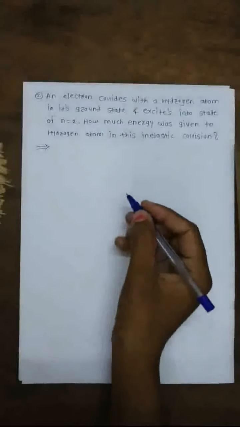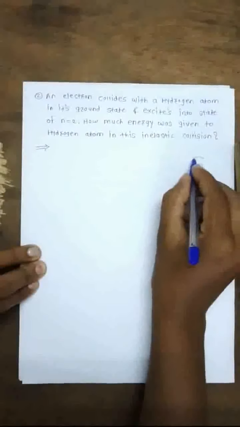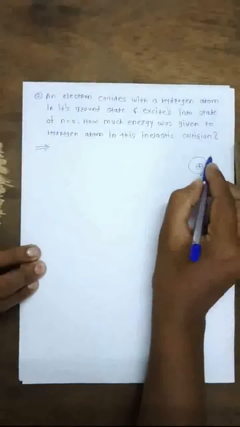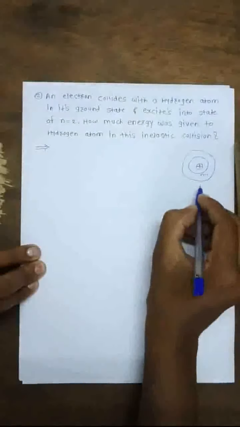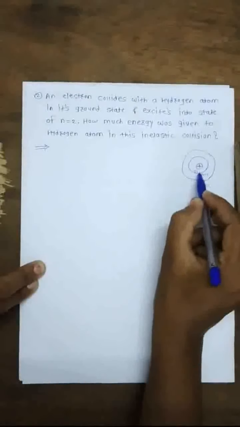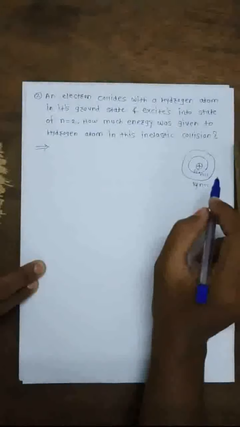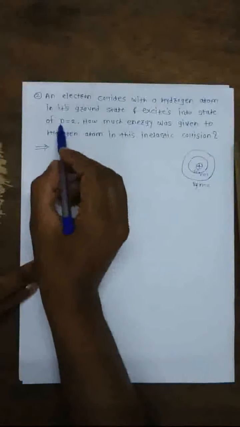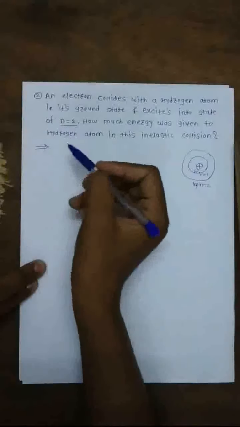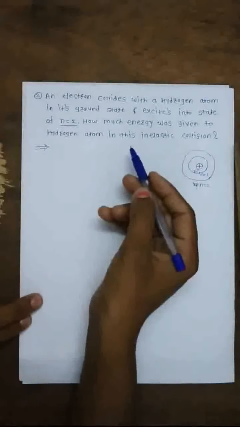You know the energy change of a hydrogen atom that goes from its initial state of quantum number. This will be the nucleus, for n is equal to 1, and this will be the second orbit, n is equal to 2. This first, initial orbit has energy EI, and this will be the final orbit having energy EF. Now, given that n is equal to 2, how much energy was given to the hydrogen atom in this inelastic collision?